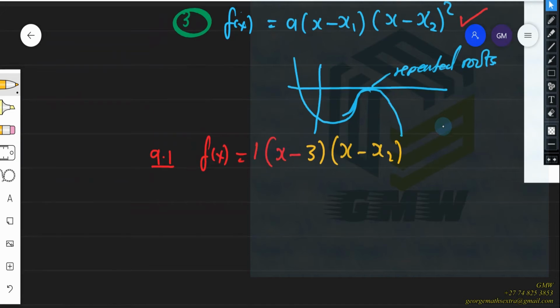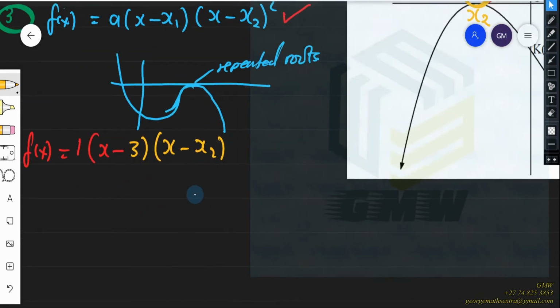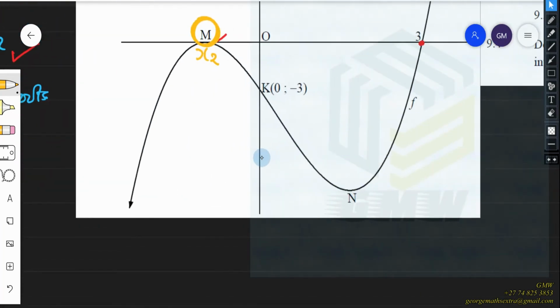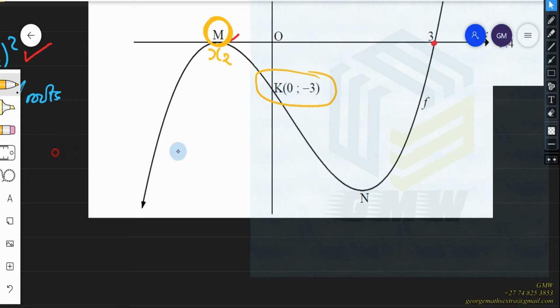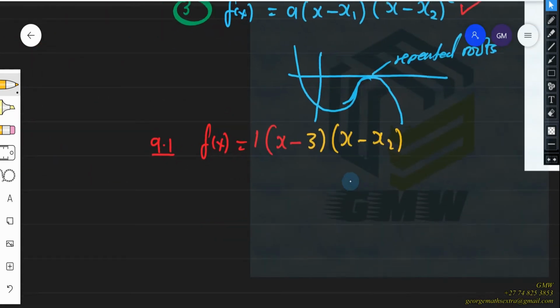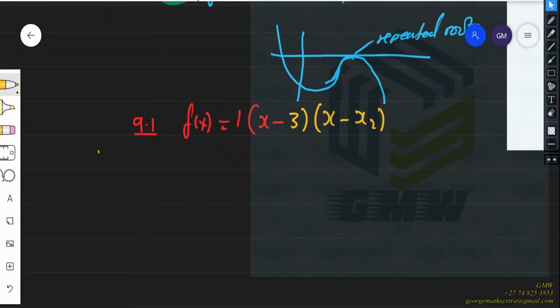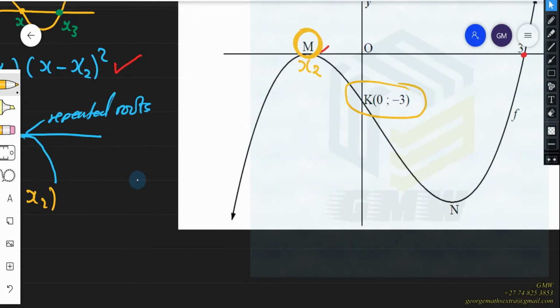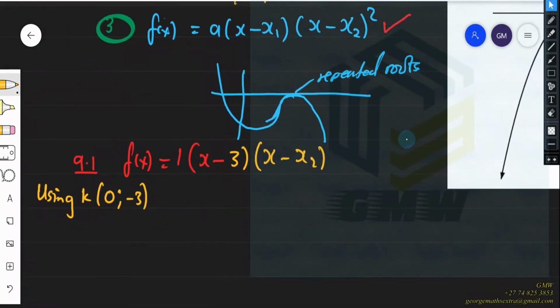Now with this given, I can also check the graph. We are given a third point, which is k. With k given, we can use the coordinates there to find the value of x2. So we are using k with the coordinates (0, minus 3), as given by this graph here. With that, wherever there is y, we say minus 3 equals, and wherever there is x, I'm putting 0.